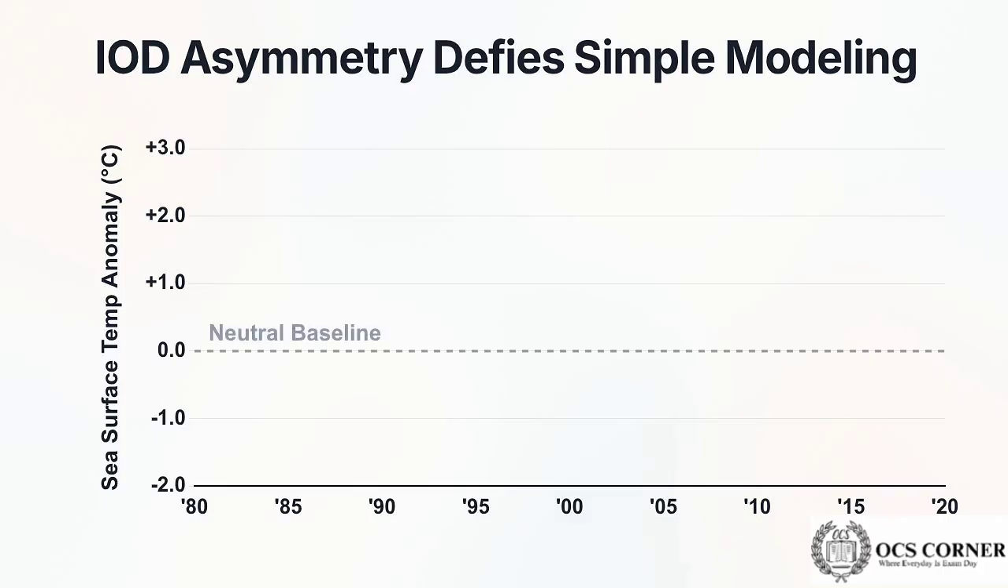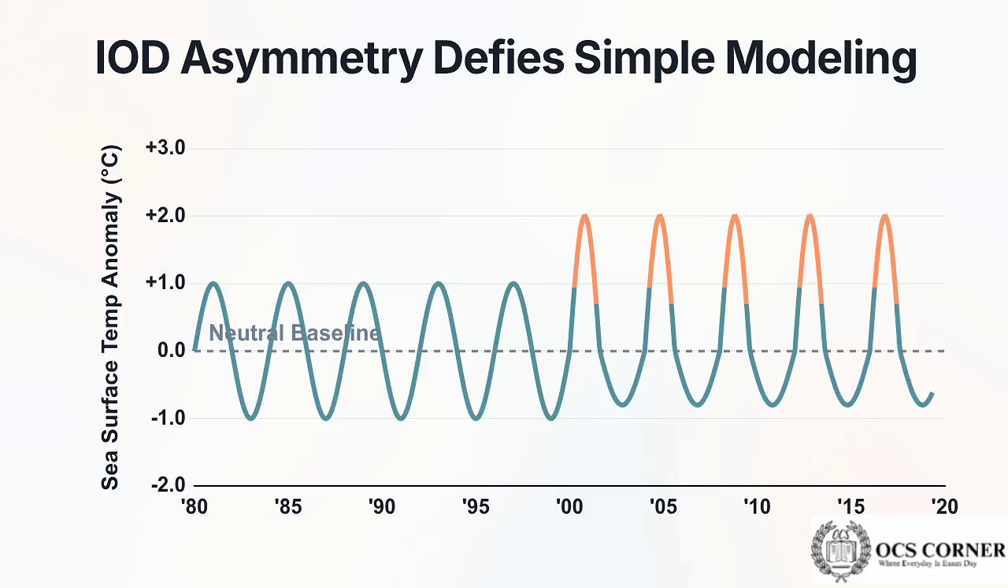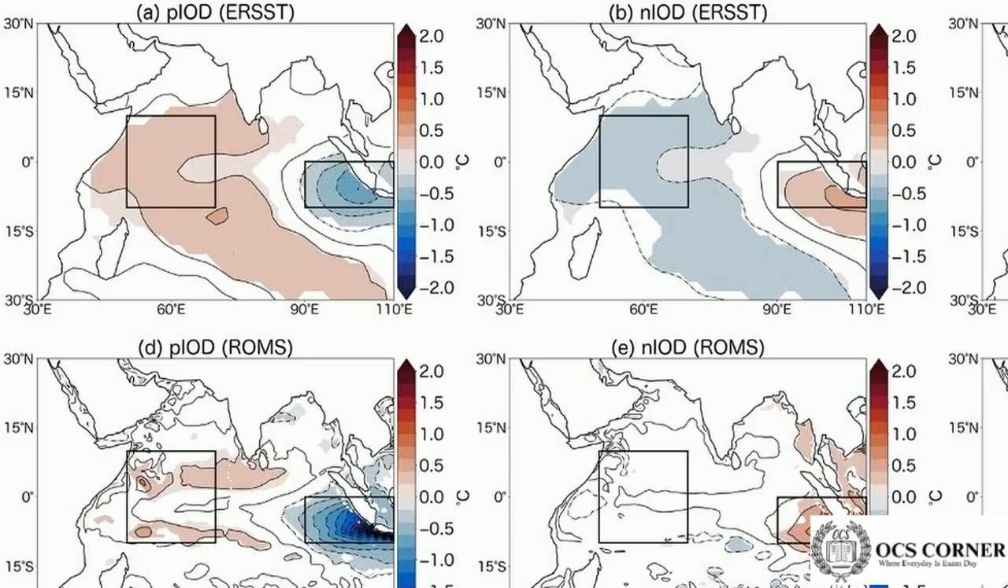Analytically, there is a specific challenge in modeling this system. The dipole does not oscillate symmetrically between its positive and negative phases. This comparison reveals a persistent physical skewness. In Panel A, the positive phase, a massive zone of cooling dominates the eastern Indian Ocean. In Panel B, the negative phase, the warming in the same region is much smaller and weaker.